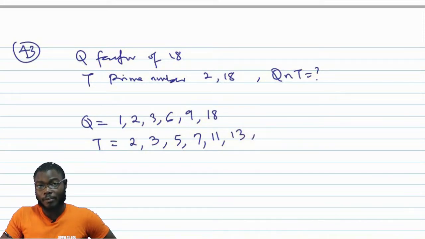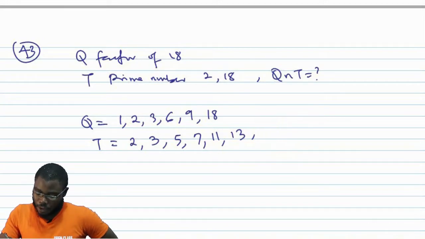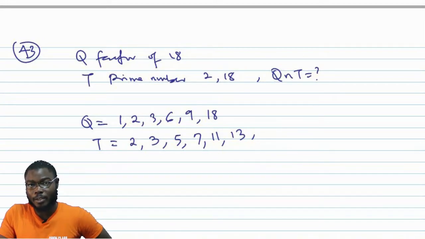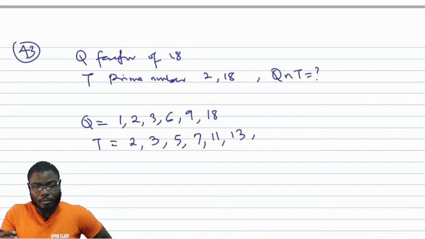14 is not part of it. 14 goes in 14, 7 goes in 14, 2 goes in 14, so it's not part of it. Okay, 15 is not there because 15 divides 15, 5 divides 15, 3 divides 15, and like that. So 16 is also not part of it because 8 goes in 16, 2 goes in 16, and 4 goes in 16.